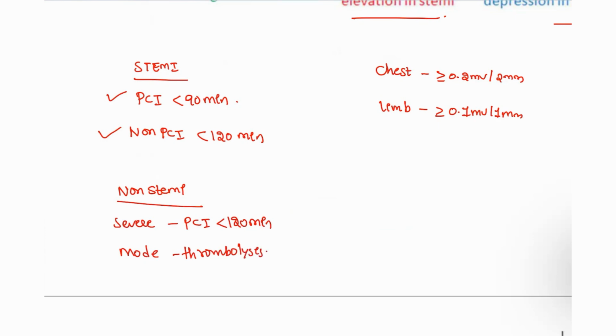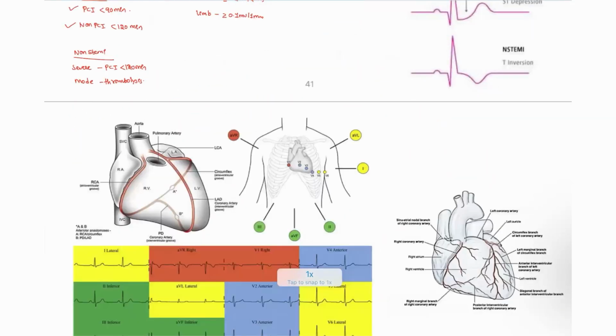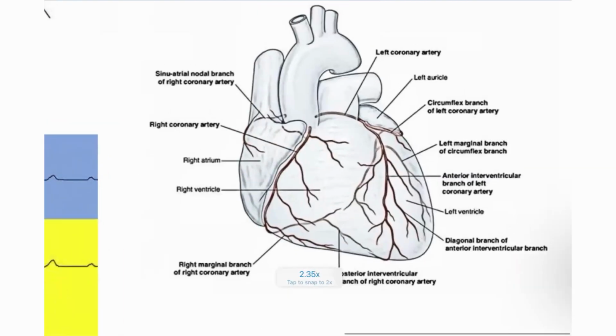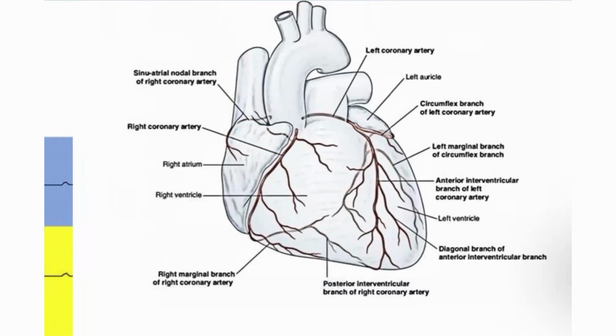Thrombolysis should be done for this patient. Next, here you can see this is the picture of how we are going to see which leads are involved. So this is the heart circulation, guys. Predominantly on the anterior side, you have the two arteries, right coronary artery and left coronary artery. What is the right coronary artery going to supply?